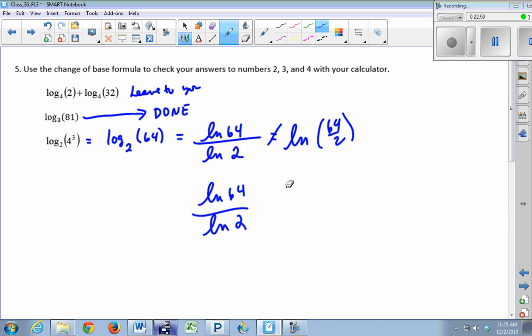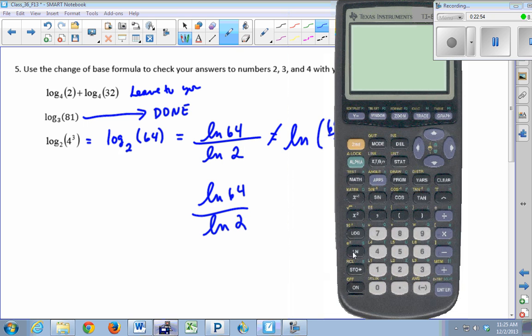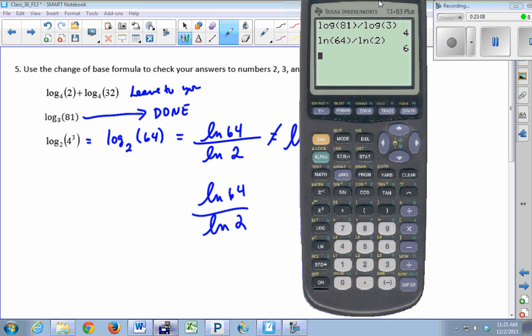Okay, this says it's just a division problem of 2 logs. So you put both logs into your calculator. Natural log of 64, and I'm going to divide that by the natural log of 2. We already know what our answer here is. It's 6, so hopefully our calculator will support that. And there's our answer, 6.